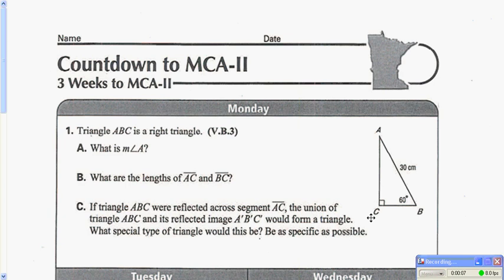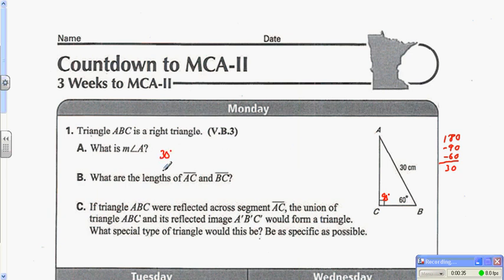Number 1, we are asking what is the measure of angle A? Now we know that the sum of all the angles in a triangle equals 180. So if this right angle represents 90, then 180 minus 90 minus 60 gives us 30.